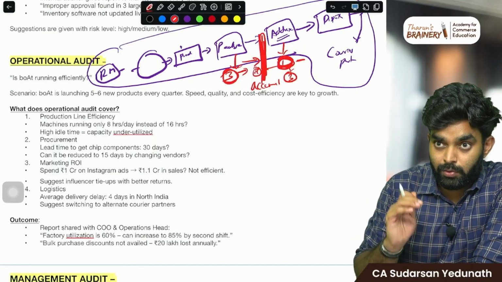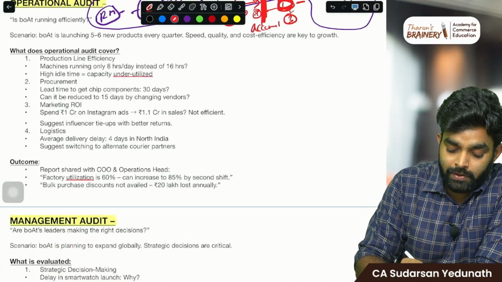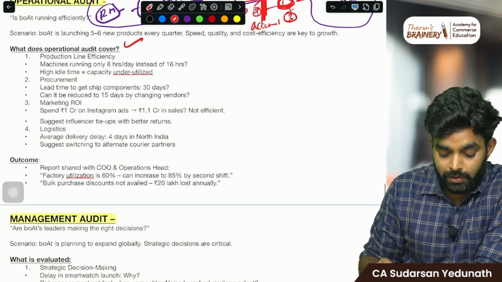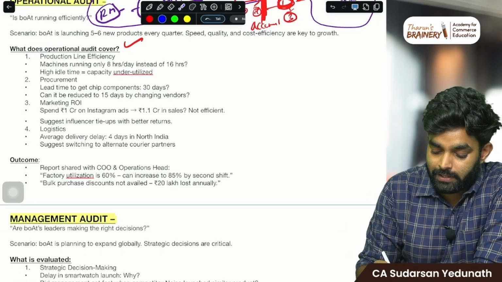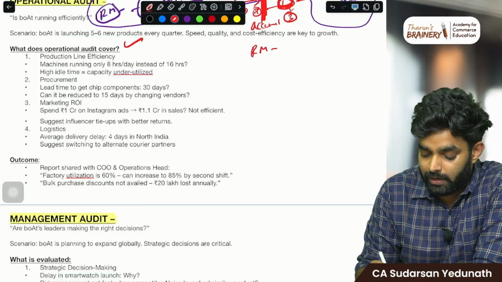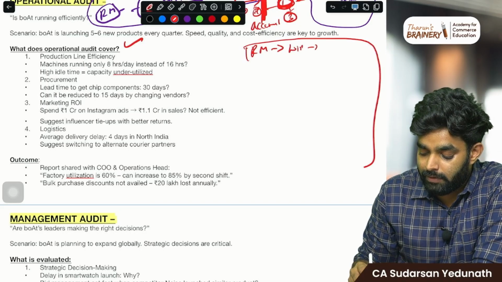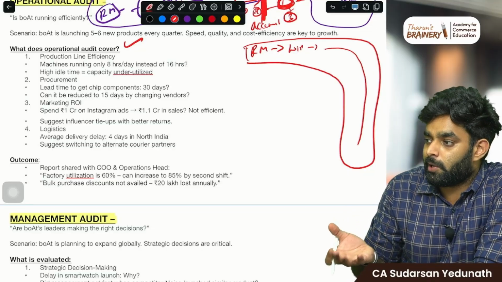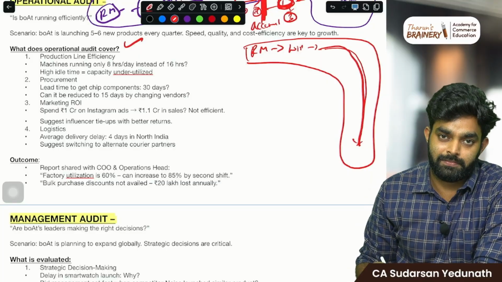That is one important, crucial thing you need to understand. That is what we look at in operational auditing: are all the operations running smoothly? Look at production line efficiency. The production line goes from raw material to work in progress and adding all those things. One entire production line will be like this. You have learned about cellular manufacturing and production lines. Is there any inefficiency happening?